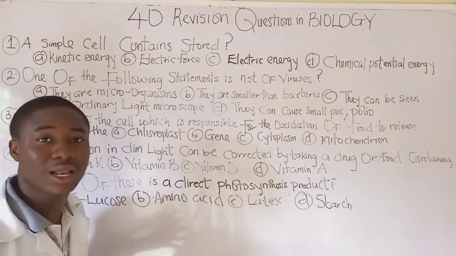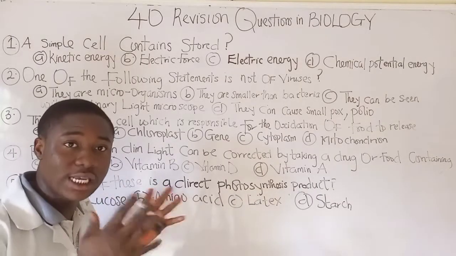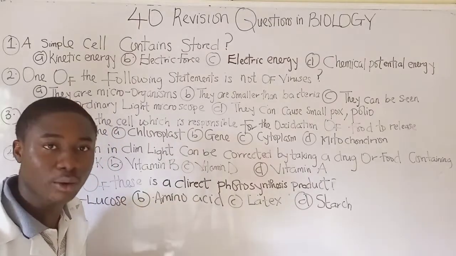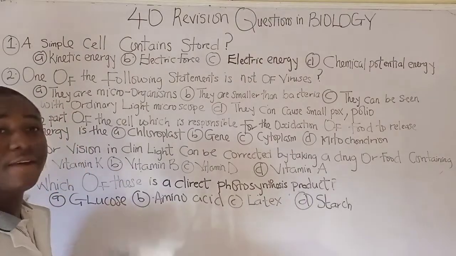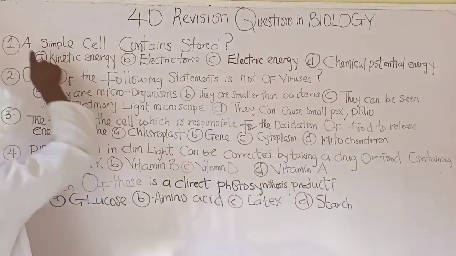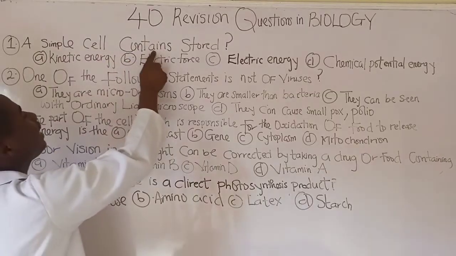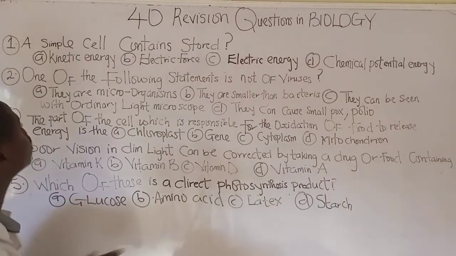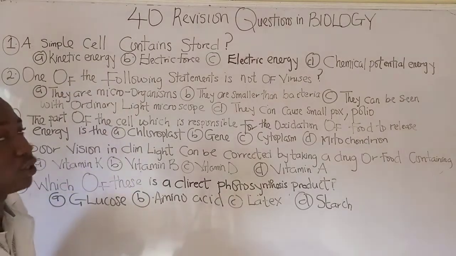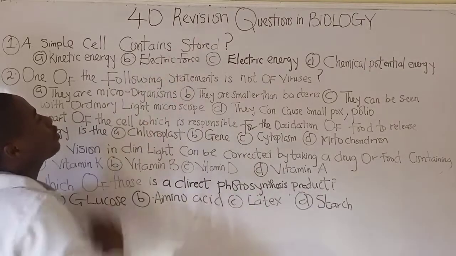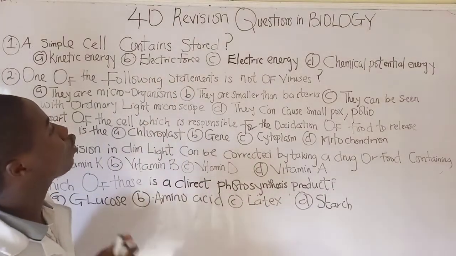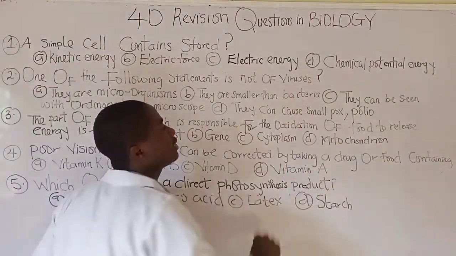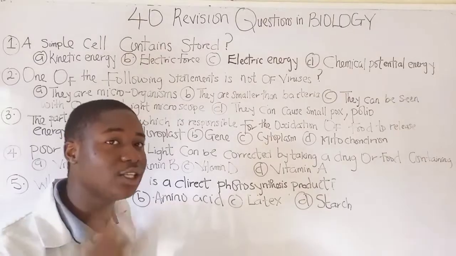Now, in the course of today's class, I'll be answering 40 questions that cut across every single topic in biology. You can see the first question written on the board. It says, a simple cell contains stored... Option A, stored kinetic energy; option B, stored electric force; option C, stored electric energy; and option D, stored chemical potential energy.